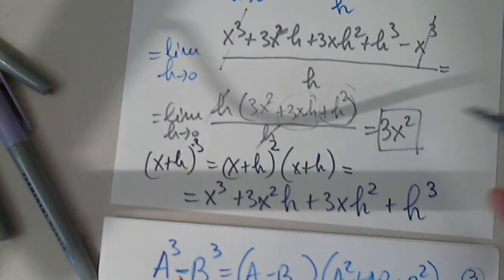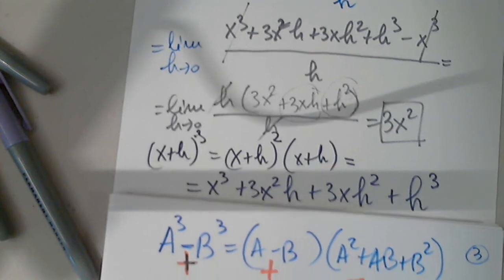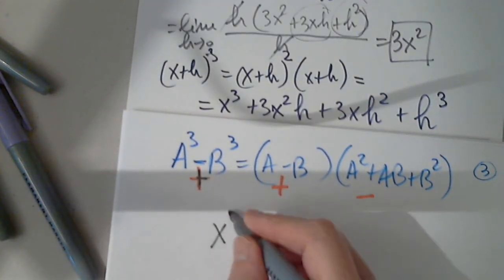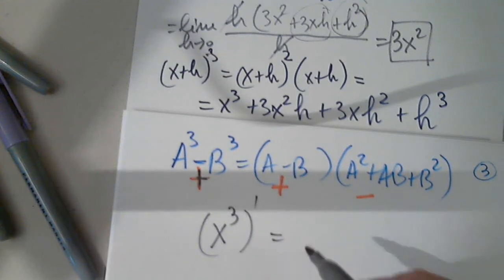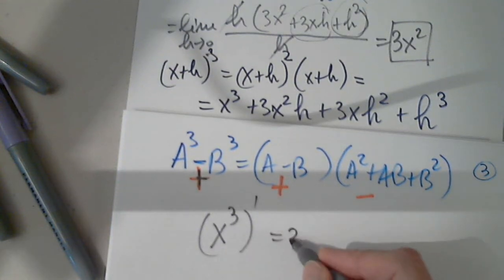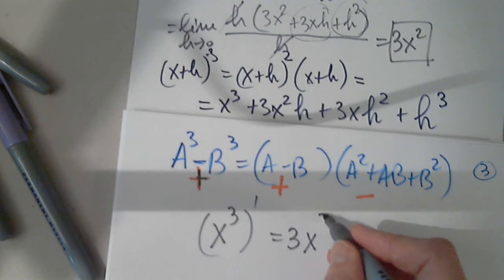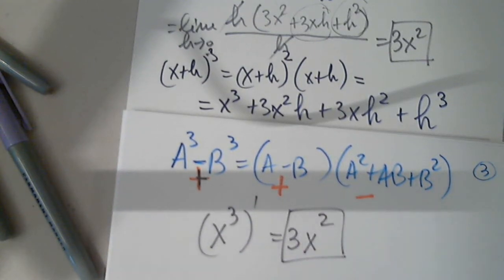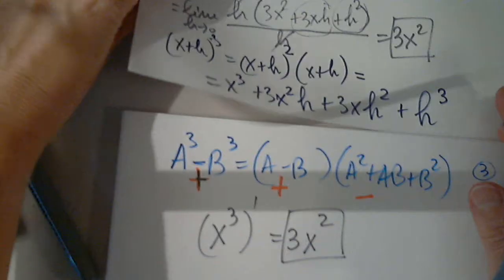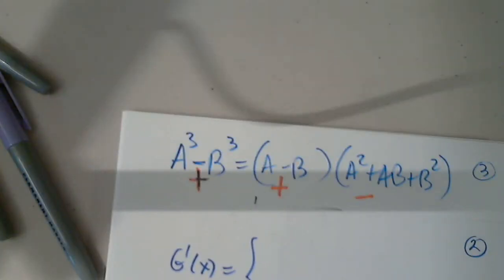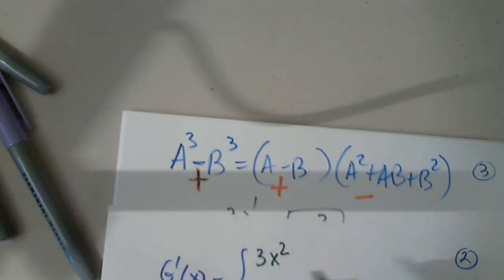This is very useful for section 1.5. So I will write a note to myself. X cubed prime is basically I bring the power in front and I subtract 1 from the power. And this anticipates the next section anyway. I only finished this piece: 3x squared.